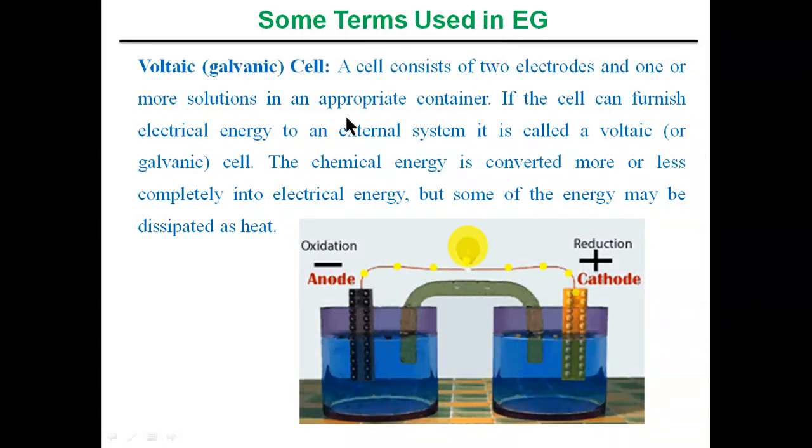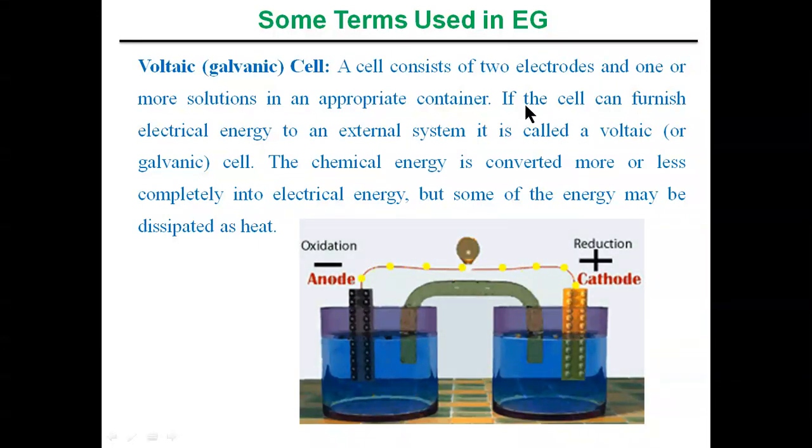Here the cell consists of two electrodes. You can see one is the anode and the other is the cathode. Usually at the cathode reduction takes place and oxidation takes place at the anode. These two electrodes and one or more solutions are in an appropriate container. You can see there are two containers with an appropriate solution.